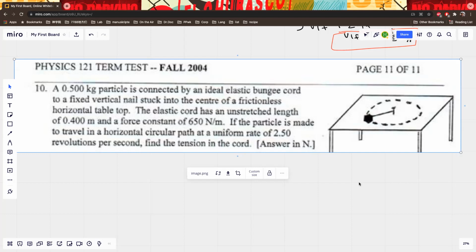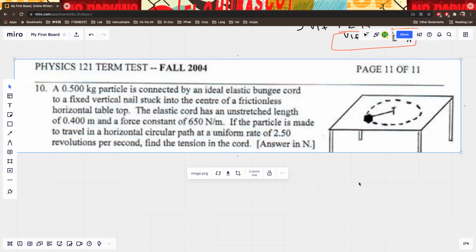Find the tension. Okay, so for the tension, I guess we need to start with F equals ma. And then using that, I guess we go to a is equal to v squared over r. Yeah, I kind of need a bit of help with where to start.